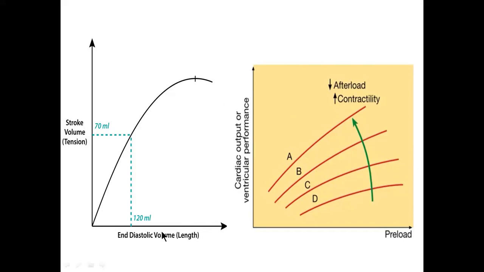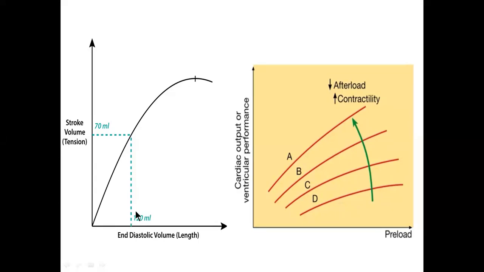So when the preload increases, when the end-diastolic volume increases within physiological limits, the contraction will increase and the stroke volume will increase. And the increase in the stroke volume will lead to an increase in the cardiac output. This is the normal, as you can see here. Normally, a normal end-diastolic volume or normal preload in an average healthy male is around 120 ml. That means the volume of blood which is present in the ventricles at the end of the diastolic phase is around 120 ml in an average healthy male individual.